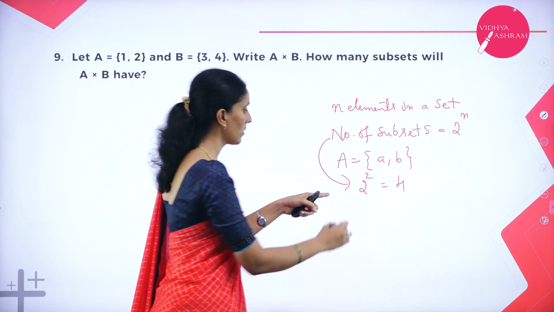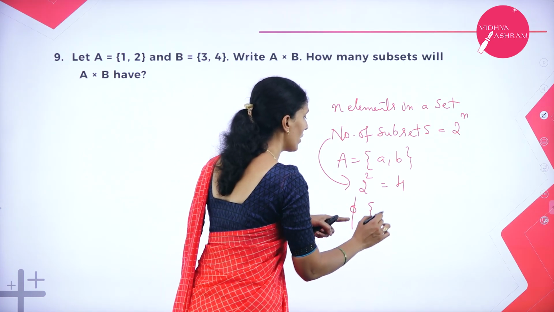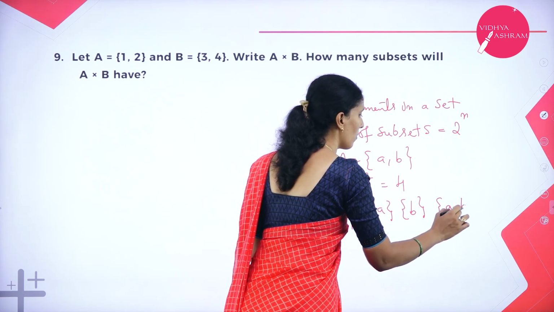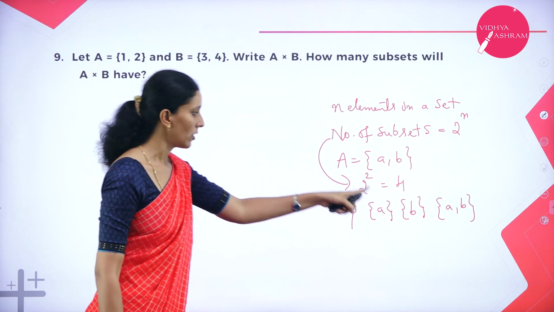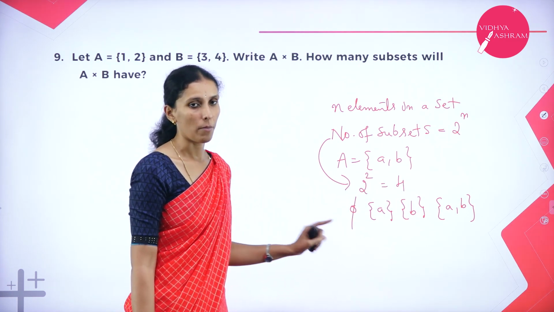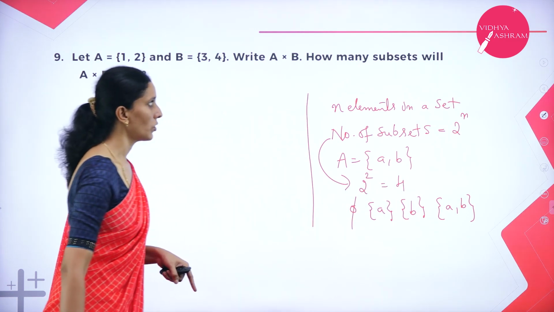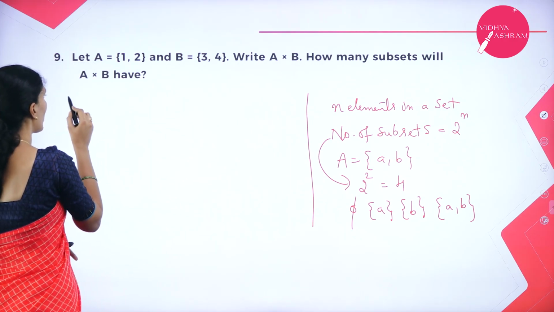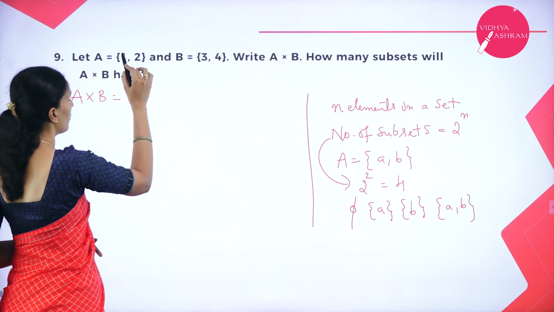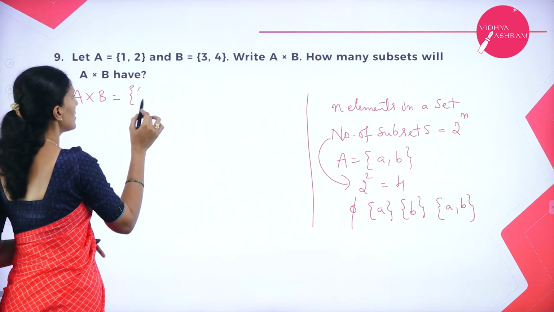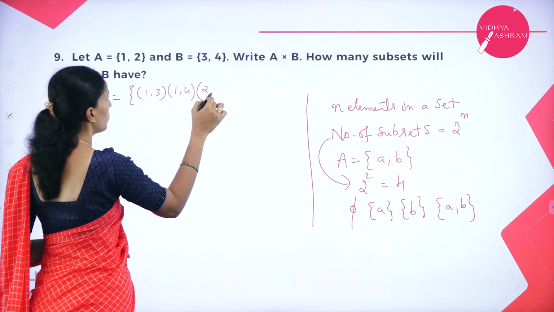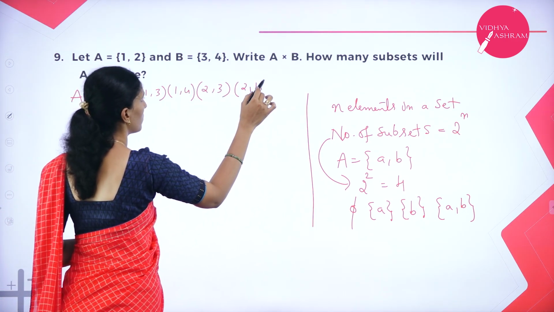So what are those subsets? One is empty, another one is a singleton set, another one is the set A itself, that is {a, b}. So we can form 4 subsets. So based on the number of elements, we can say how many subsets we can form. The same concept I am going to use now. First let me find out what is A cross B. So {1, 2} and {3, 4}. First pair with 1, so it is (1, 3), (1, 4). Next pair with 2: (2, 3), (2, 4).